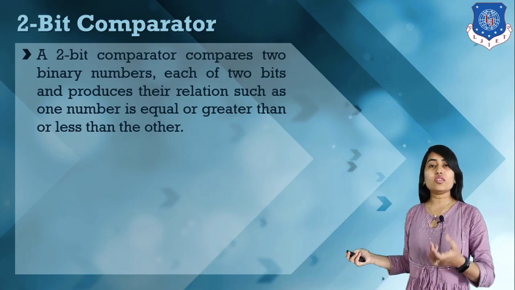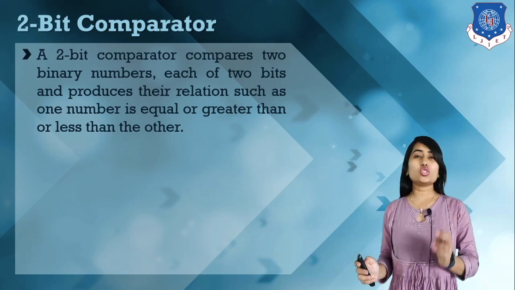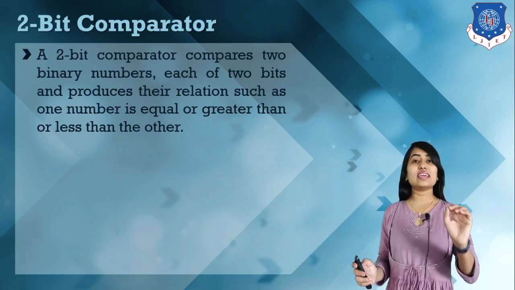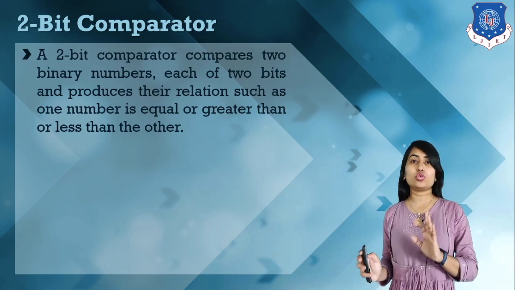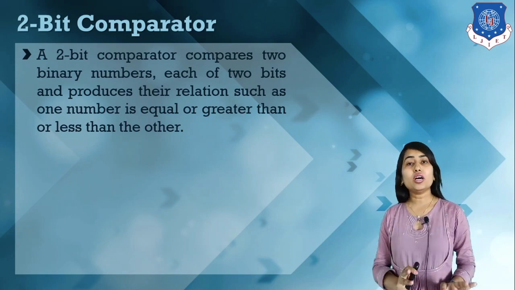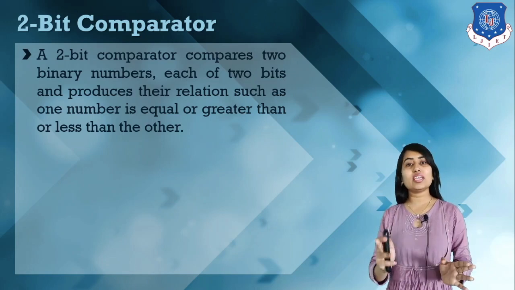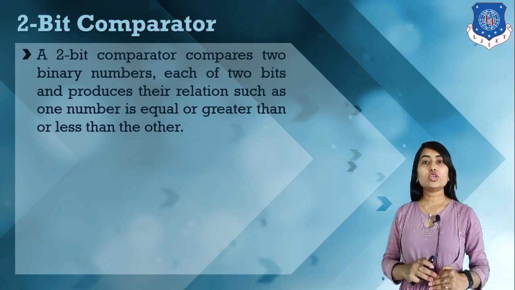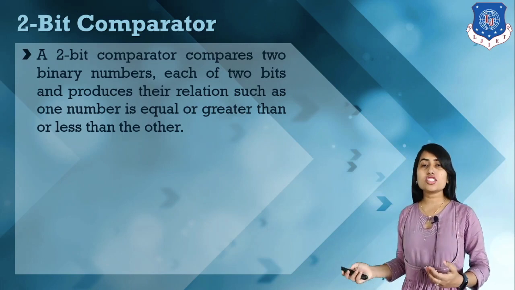If we have two numbers A and B, the bits of A are considered as A1, A0, and for B we have the bits B1, B0. So here we have a number A with 2 bits represented as A1, A0, and B having 2 bits represented as B1, B0. So how can we compare the two numbers?